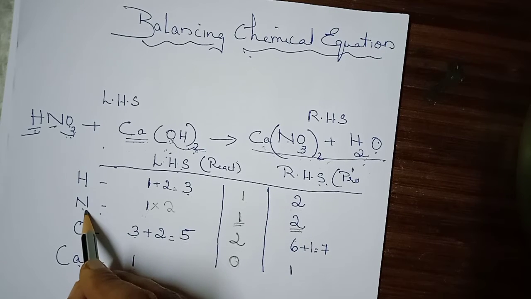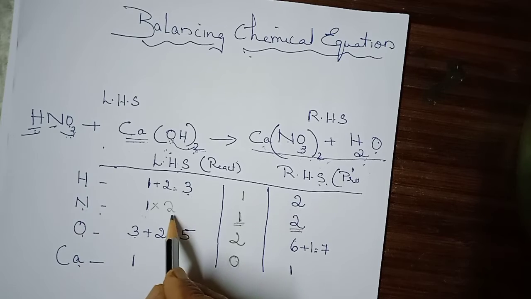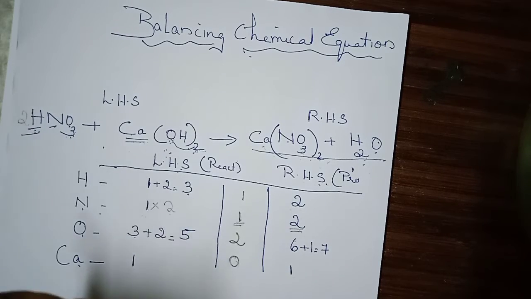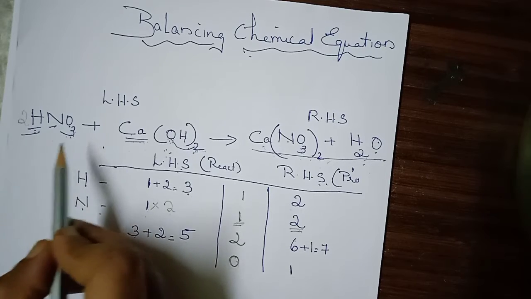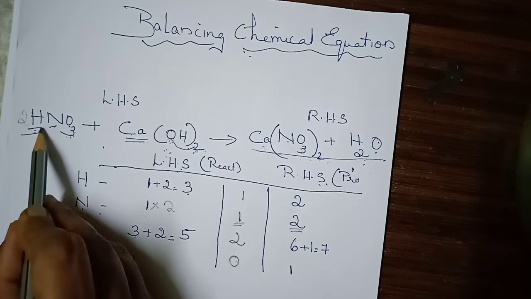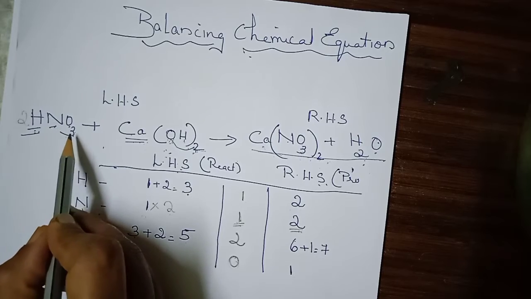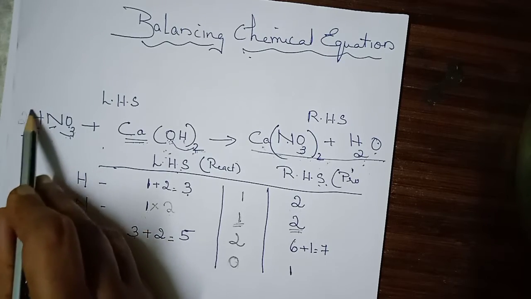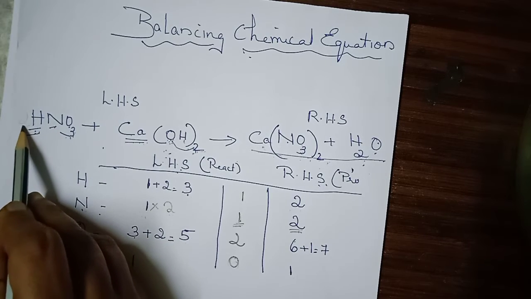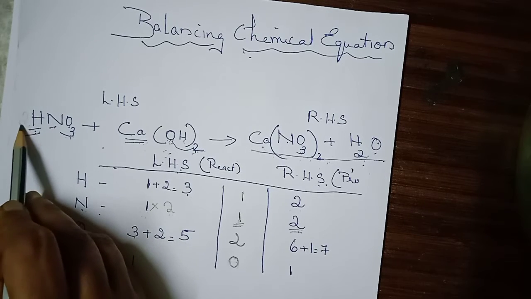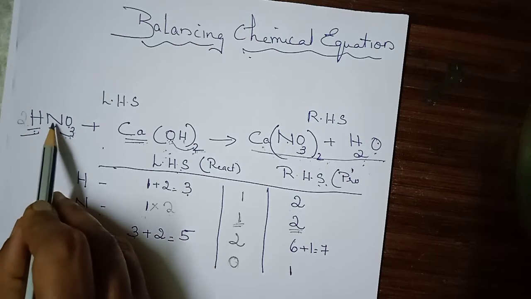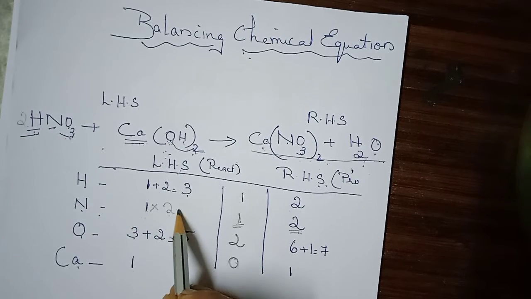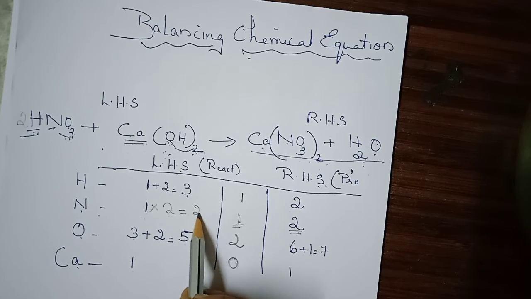So where will we put this 2? Let us put this 2 here as a coefficient. Please make sure that we don't put the number here or here or here. Always it has to be put as a coefficient of this whole compound. Okay, so the 2. Now when I put 2 here, this 2 applies to hydrogen, nitrogen as well as oxygen. Now nitrogen is now 2.